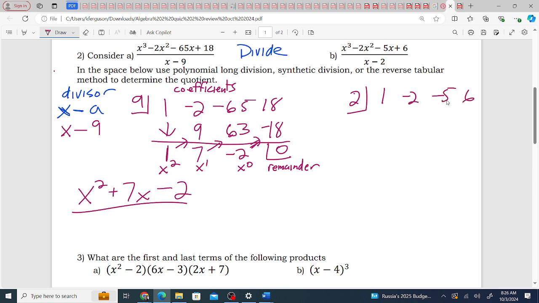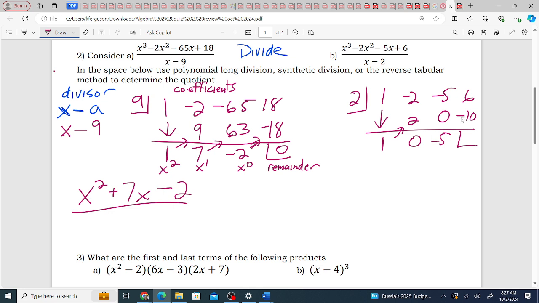1, -2, -5, and 6. Bring down the first number. So, what do I do next? 2 times 1 is 2. Put the 2 up here. What happens when I combine those? I get 0. What's 2 times 0? 0. So then I got 0, -5. That's a -5. I've got 2 times -5, -10. And now I've got a positive 6 and a -10.